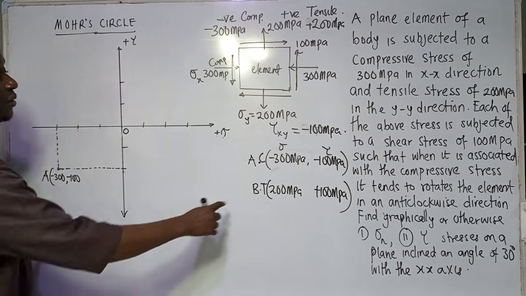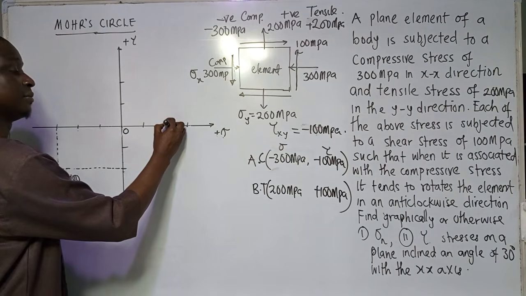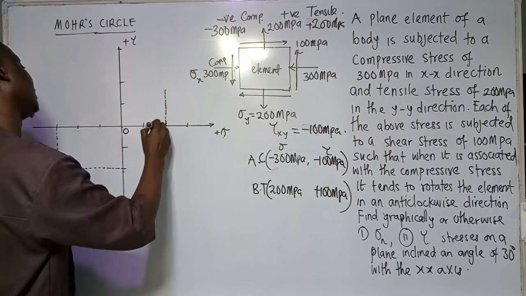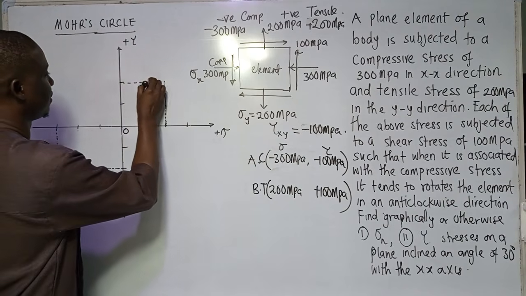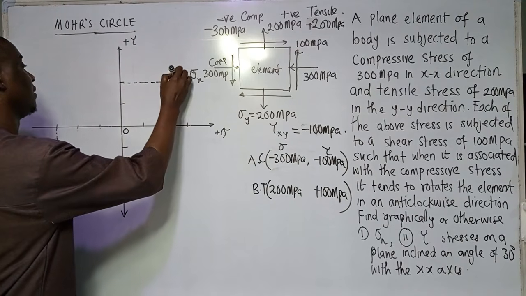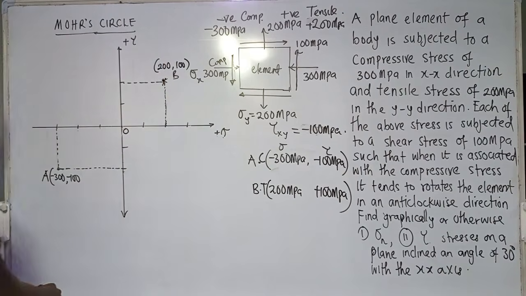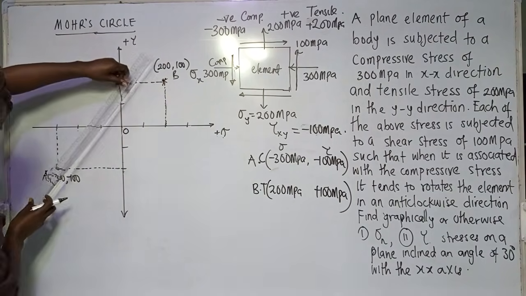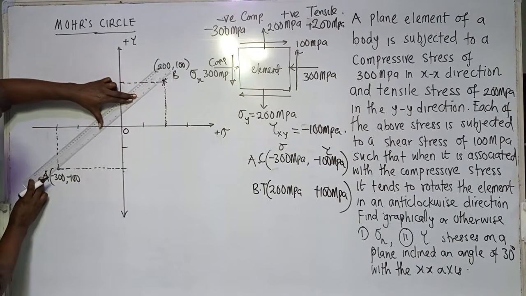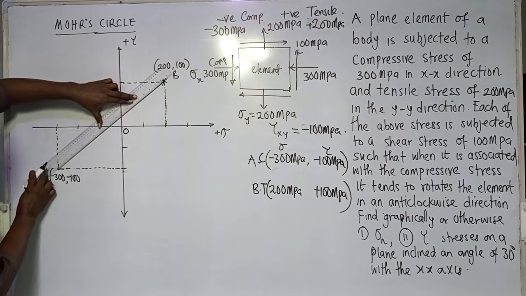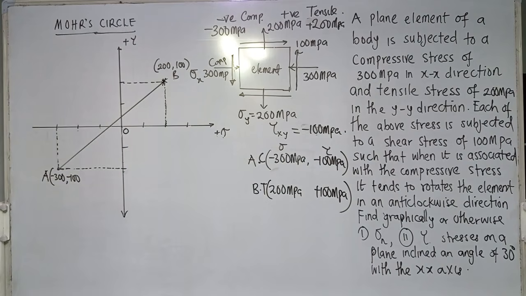Now let's draw the second one, which is plus 200, then 100. So this is B, which is 200 and 100. So you join it. The next thing is to join the 2 points together. After joining the 2 points together, you have something like this to connect them.